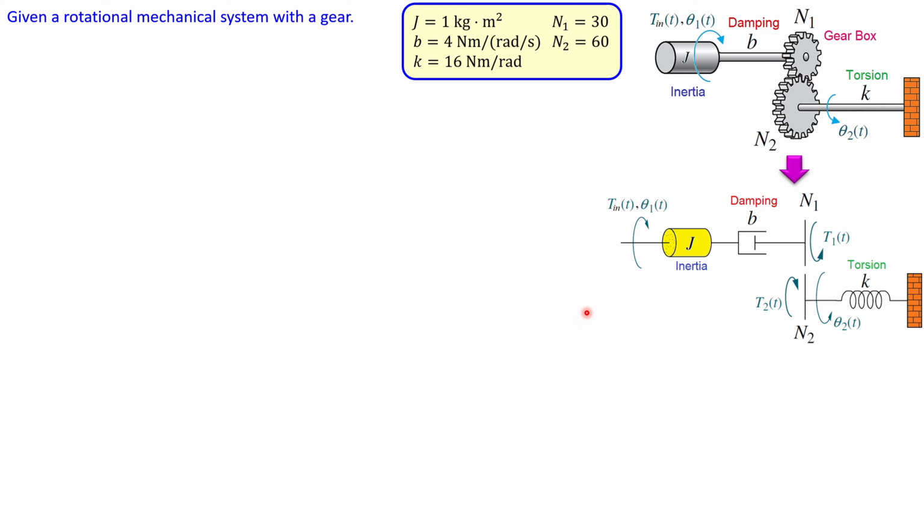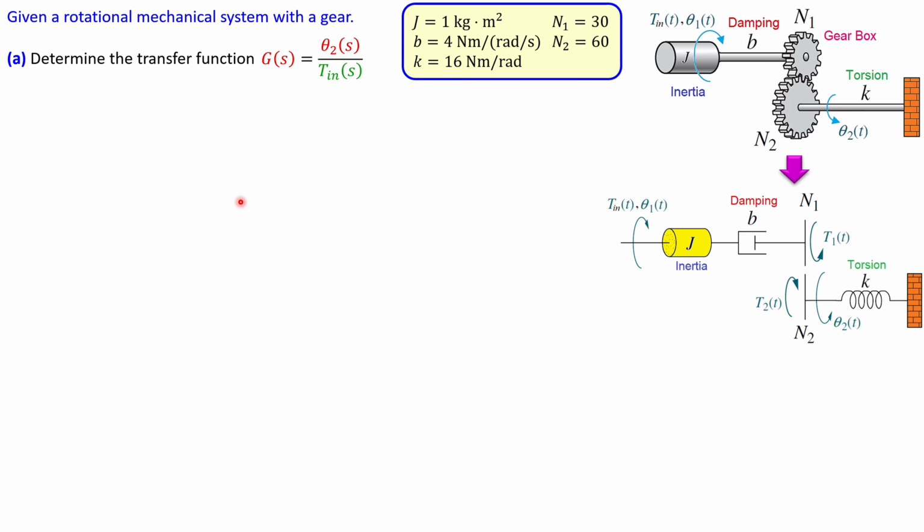So let's then see what we require for this situation. We have two questions. Determine the transfer function G(s), which is θ2 over T in, which is, let's say, the output angular displacement over the input torque.